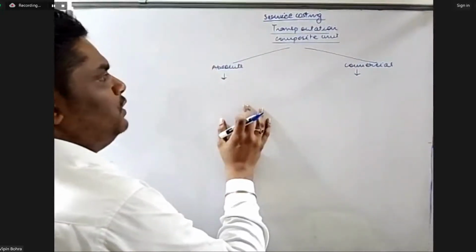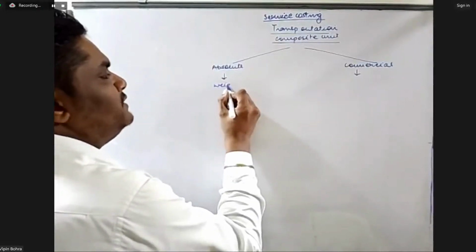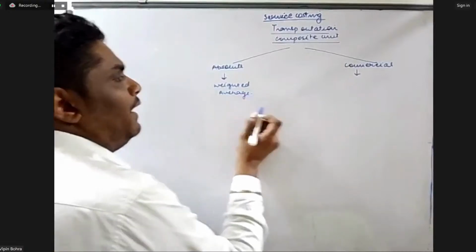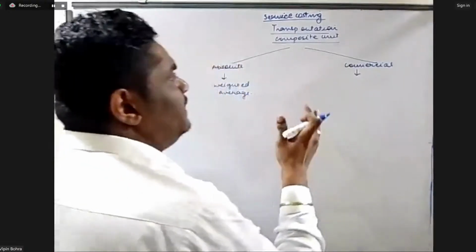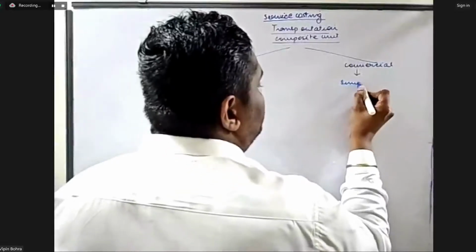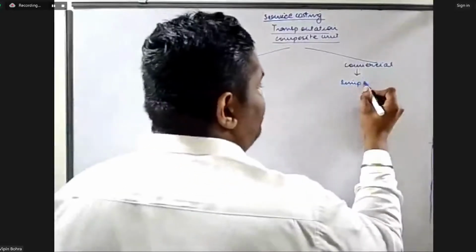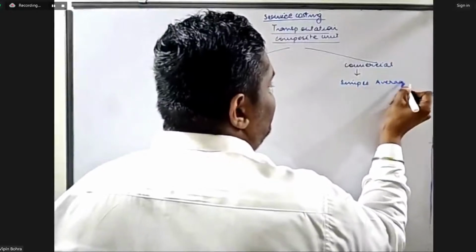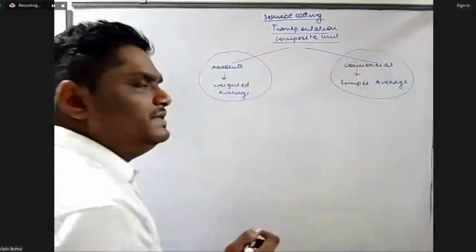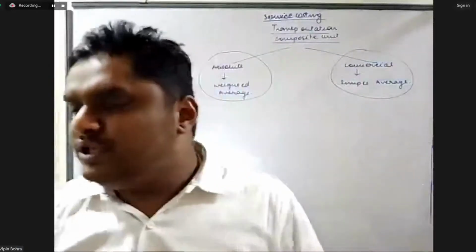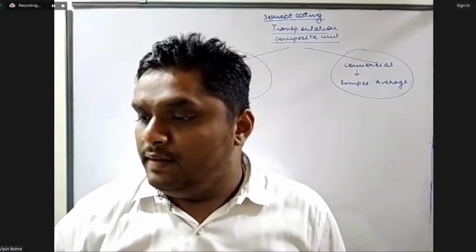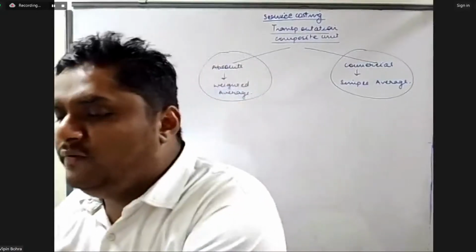When talking about absolute, it uses the weighted average approach. And when talking about the commercial way to calculate the composite unit, it uses the simple average approach. Let me discuss this concept in detail with the help of an example. I'm discussing illustration number 1 of the study material.